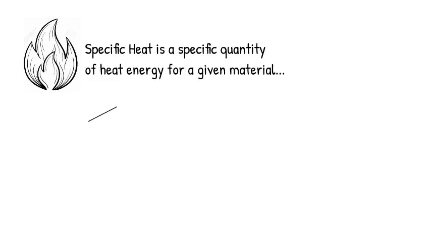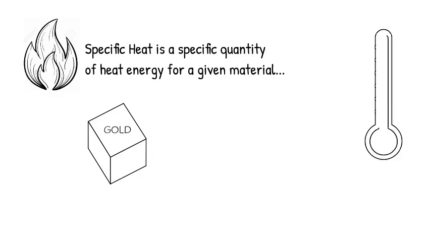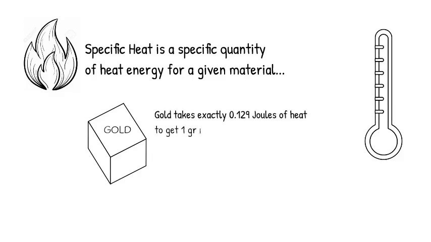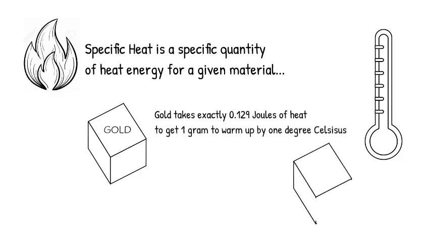So let's talk about specific heat. Specific heat is a particular quantity of heat. Let's imagine some gold. So here's some gold. If I want to know how much heat it takes, it's 0.129 joules of heat to get a gram of gold to warm up by a degree.